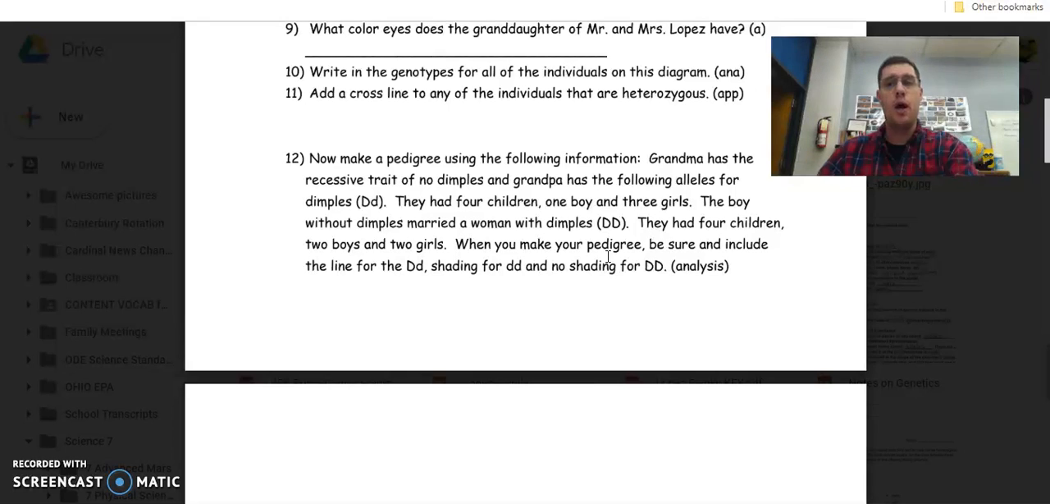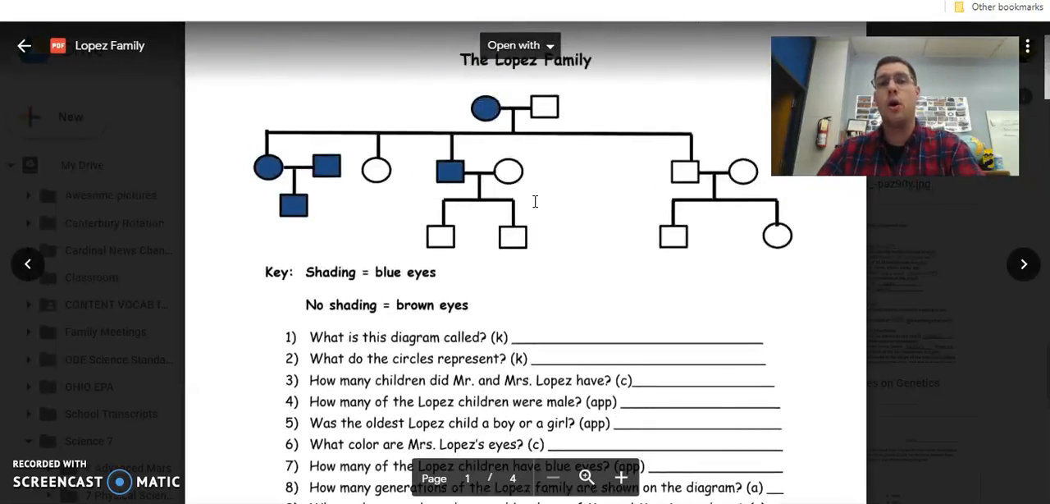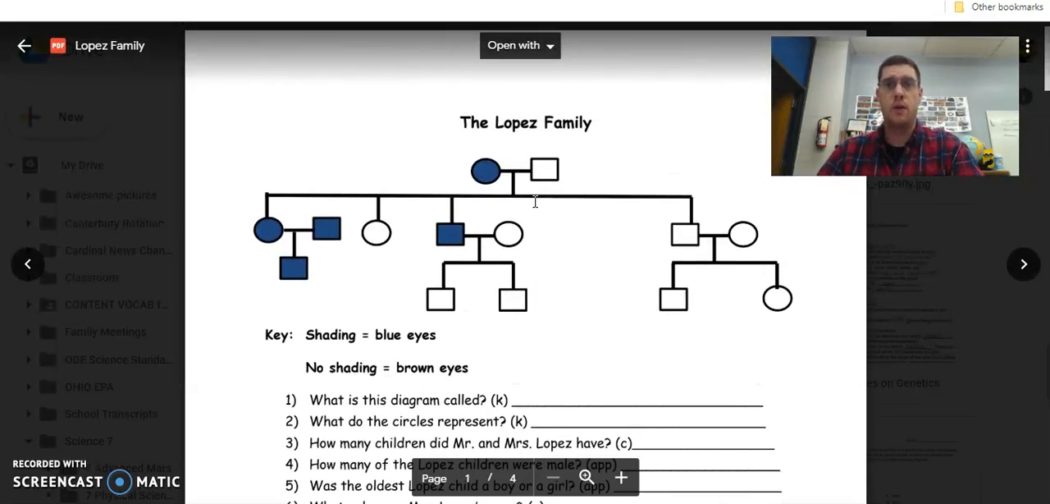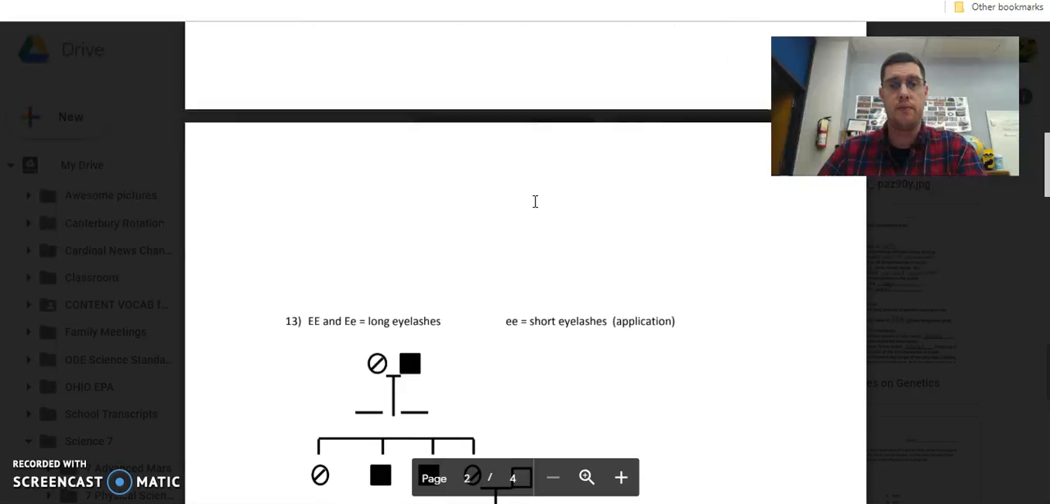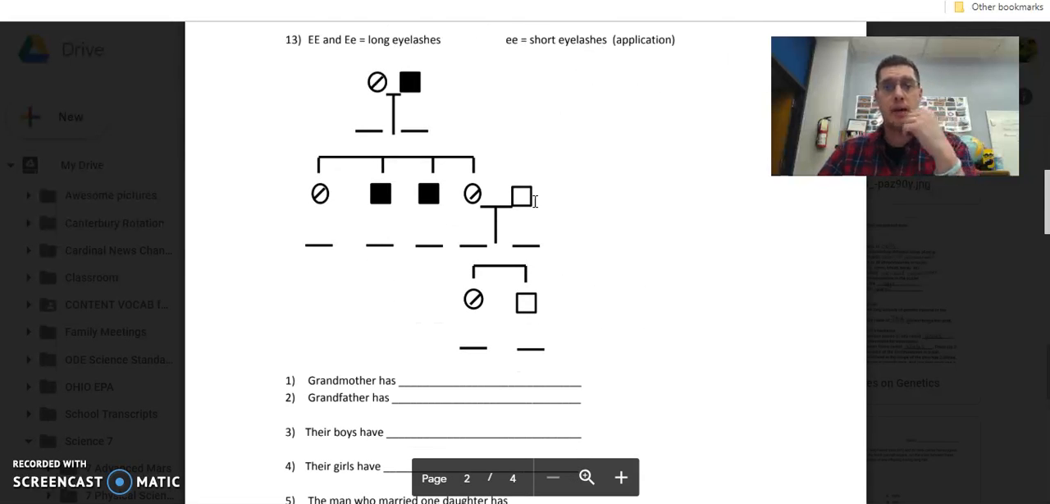Right here on number 12, it's asking you to read information. It gives you words like grandma is heterozygous or grandpa is homozygous dominant. And then it says, what do you think the kids are going to be? So you're going to take information and you're going to actually draw out your own pedigree from the information given to you in number 12. Okay. Now we move on to the next page.